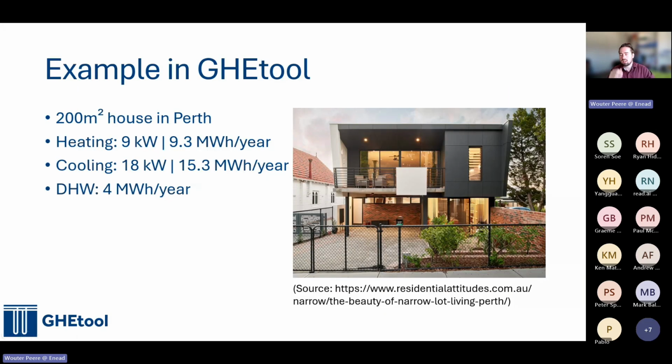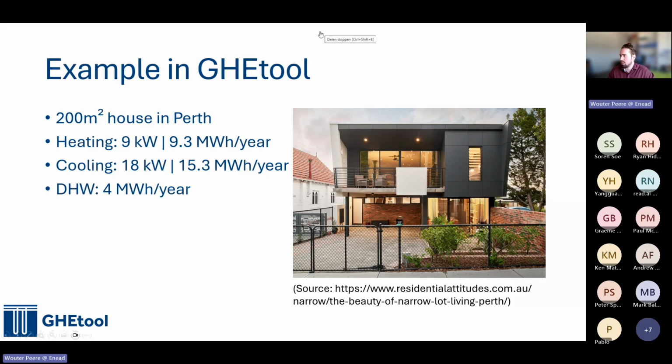So that was just some brief explanation. Now, to make it really practical, I wanted to share my screen and really show you how the system can be designed in practice. So this is a building in Perth, with a certain amount of heating and cooling, and domestic hot water consumption. So I will hop over to GHG tool, show you how you do a design in practice, and then we'll wrap up this presentation.